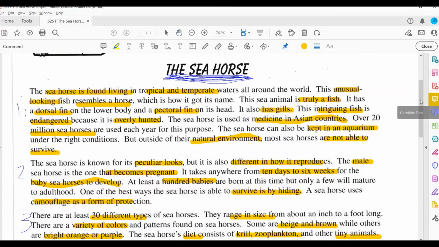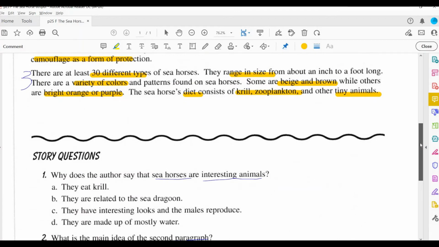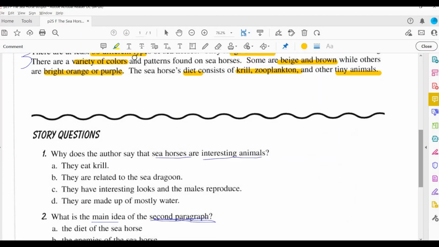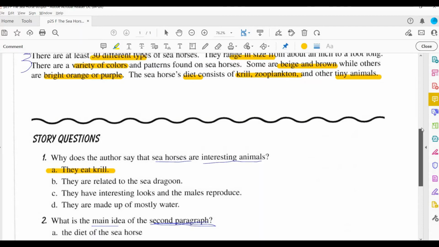Now, let's go back to our options. Does it say anything about they're interesting because they eat krill? We can probably take that out. We'll say that's a trick. Yeah, they eat krill, but that's not what makes them interesting. Did it say they are related to the sea dragon? What about they have interesting looks and the males reproduce? Or they are made up of mostly water.